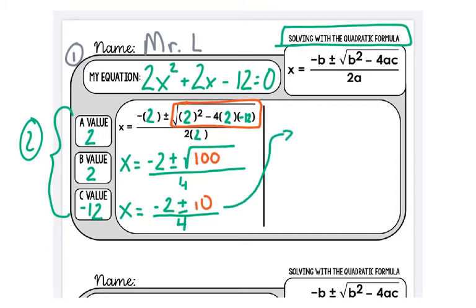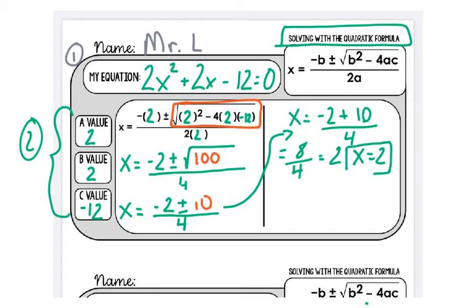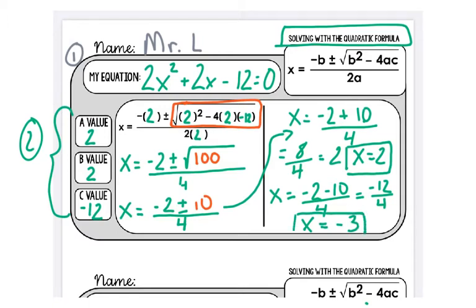So now I'm going to bring this up, and I'm going to look at x equals -2 plus 10 all over 4. So -2 plus 10, so if you think of it as money, I have $10, I owe you $2, so I get to keep $8 divided by 4 is 2. So I have x equals 2 as one of my solutions. And then I'm going to have x equals negative 2 minus 10 divided by 4. So this becomes negative 12 all over 4. So my other root is x equals negative 3.